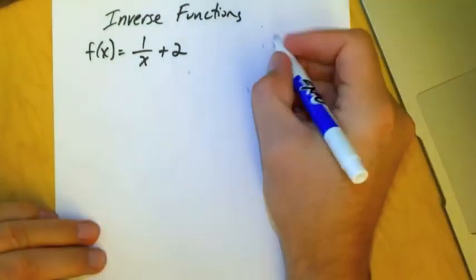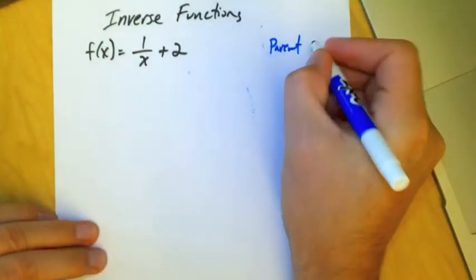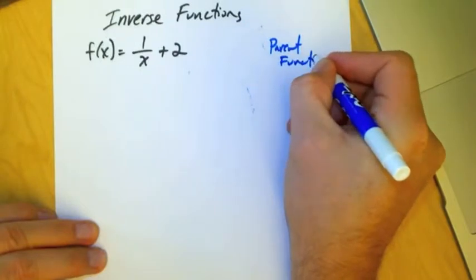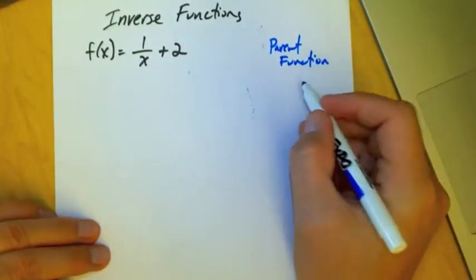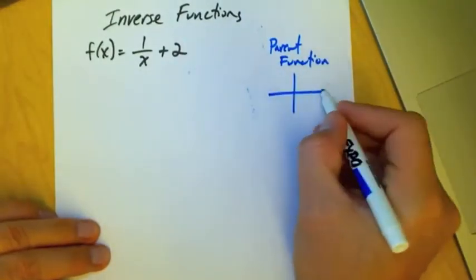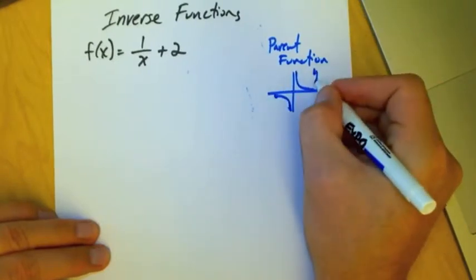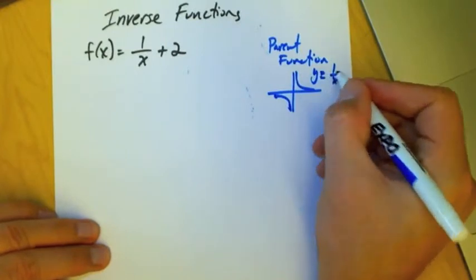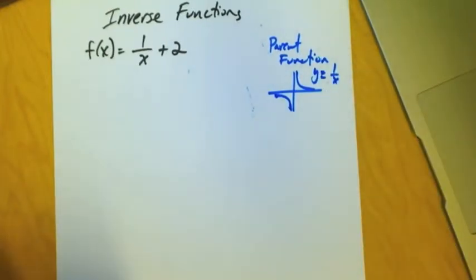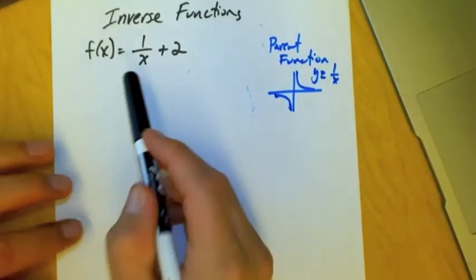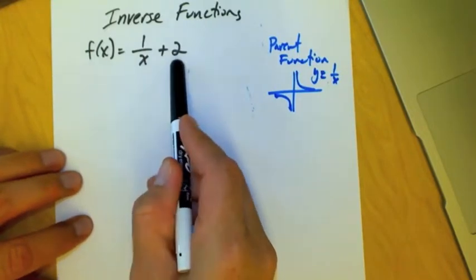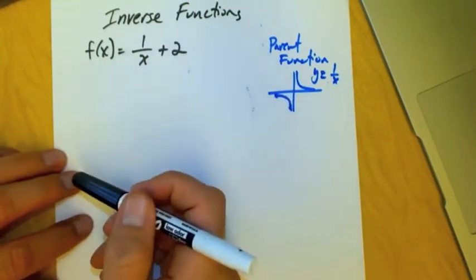So the parent function, or the base function, or however you think about it, is like this type. And that's 1 over x. Y equals 1 over x. But we're on this one, which is 1 over x plus 2. So it's related to that. It's an upshift of 2.